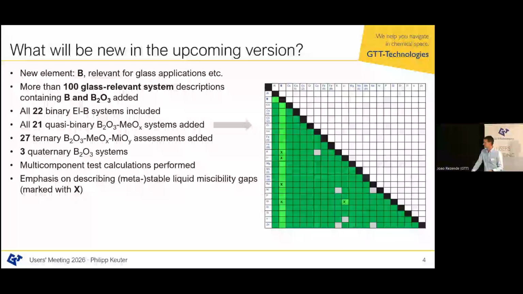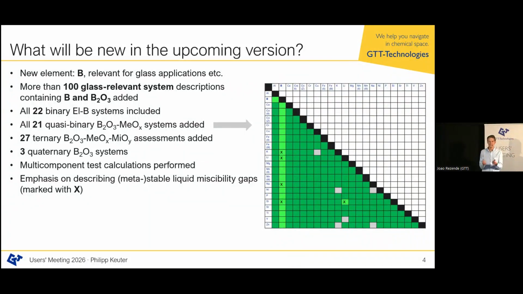Binary metallic systems, quasi-binary boron oxide, metal oxide systems, as you can see here. So everything with boron here is light green, even though you cannot perfectly read the elements here. You can believe me that they all have been added. Also higher order systems have been added, and like this.